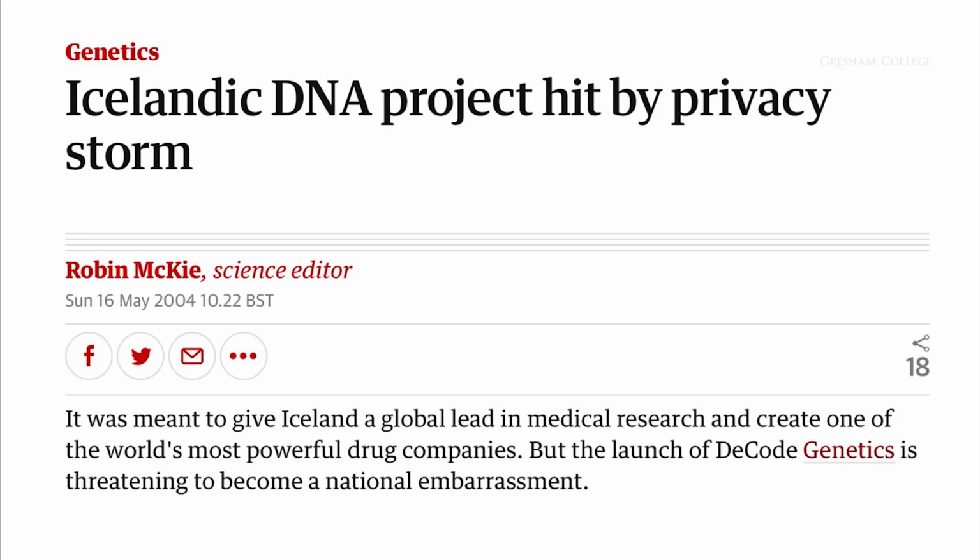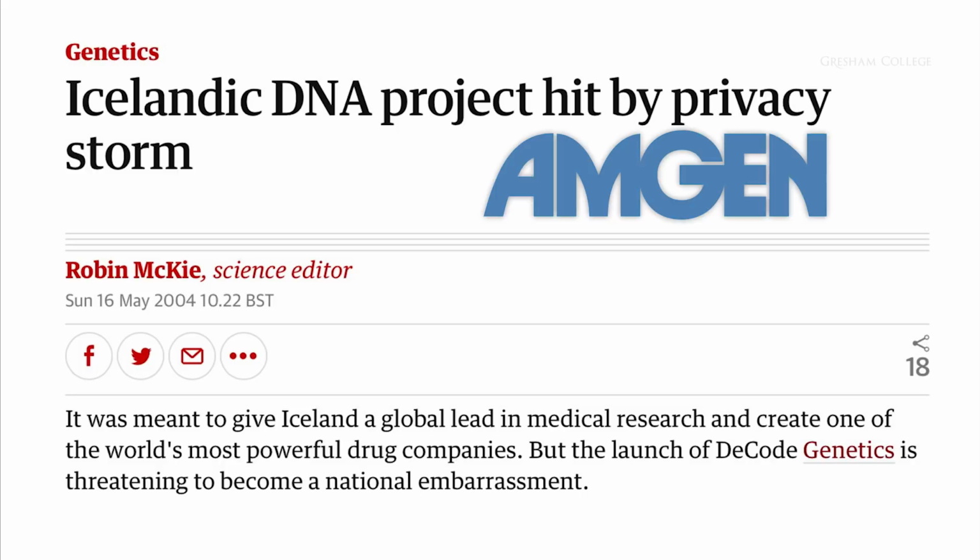Now, this starts to get a bit more complicated, because Decode, two or three years ago, was taken over by Amgen, which is a massive multi-billion dollar American biotech company. Now, that creates, not only for the Icelandic population, but for many of us, huge anxieties about the ownership of the data and of data protection.